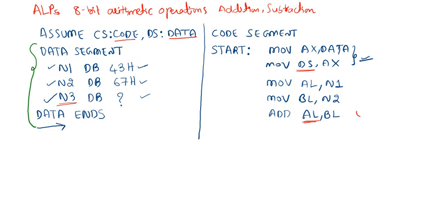So what is happening here? AL is loaded with N1, BL is loaded with N2, and AL is loaded with AL plus BL. Now the result is available at AL, and that result must be loaded to N3. For that, mov N3, AL. So the N3 location will be loaded with the content of AL.